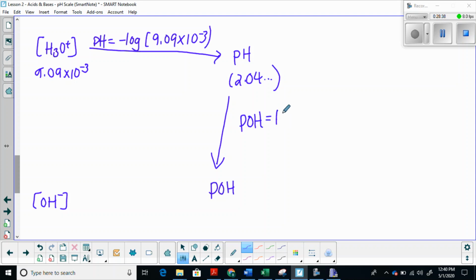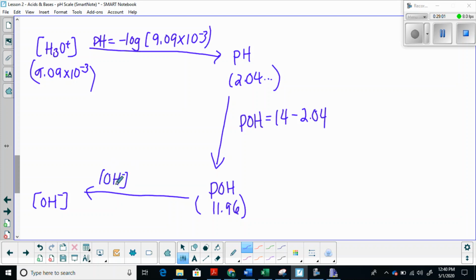pOH is equal to 14 minus pH, 2.04, which gives me a pOH of 11.96. Now we have to change this into hydroxide. So we get OH minus is equal to 10 to the power of negative pOH, which gives me 1.10 times 10 to the negative 12 moles per liter.